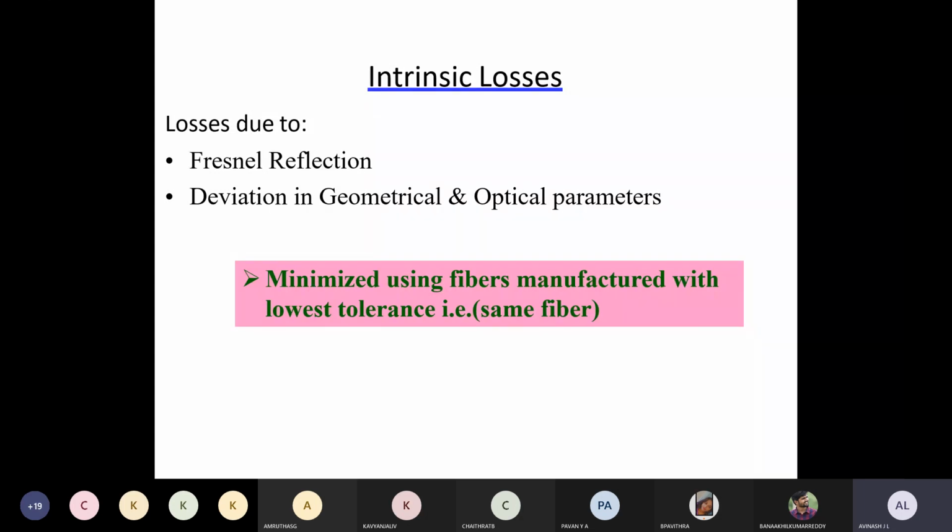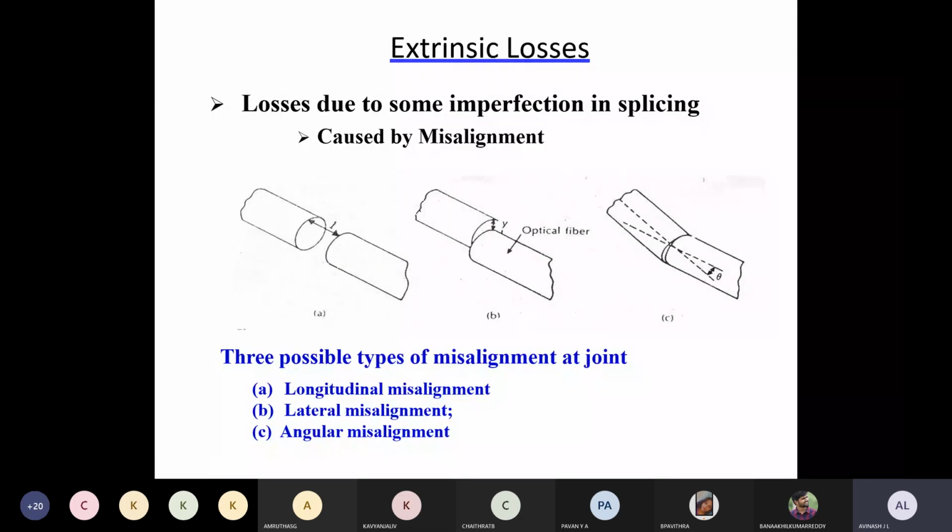Now when I talk about extrinsic losses, they are due to external forces. If something is mismatched and there is some problem, then it is called extrinsic losses. So today we shall start studying extrinsic losses. You can make a note of it. These are the losses due to some imperfection in splicing.